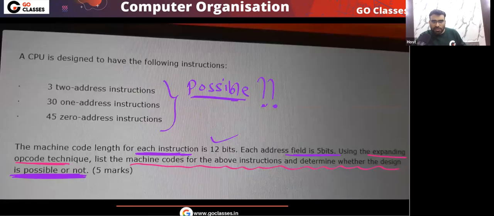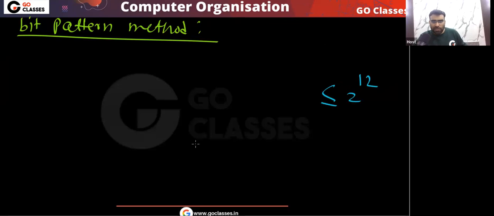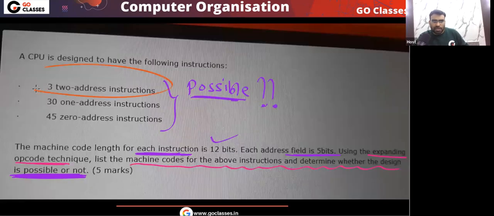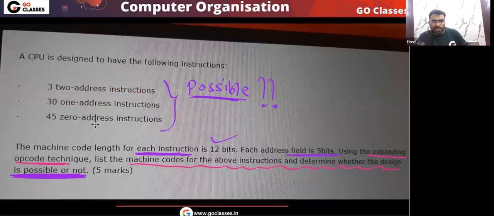So you can see the length of every instruction is 12 bits. Using 12 bits, 2 power 12 bit patterns are possible. Out of these bit patterns, some will be used by 2 address instructions, some by 1 address instructions, and some by 0 address instructions. So tell me, how many bit patterns will be used by 2 address instructions?